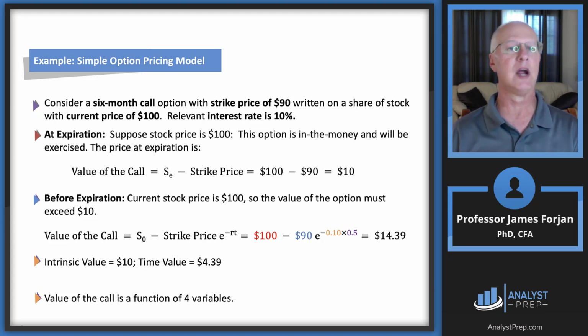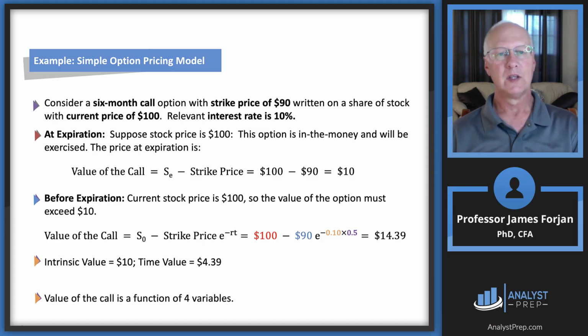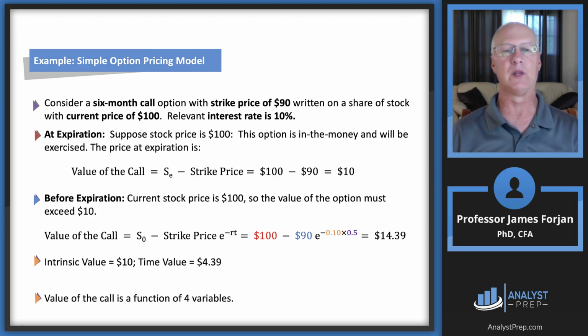So notice that first arrow point. Consider a 6-month call option. Let's pretend that we're two different parties. I'm the writer, I'm the seller of the option, and you are the buyer of the option. So I'm selling you the right but not the obligation over the next 6 months to buy a share of stock for $90. There's that strike price or exercise price. Interest rates are currently 10%, and the value of this option depends on a couple of variables, but it also depends on what the price of that share of stock is. So the current price is $100.